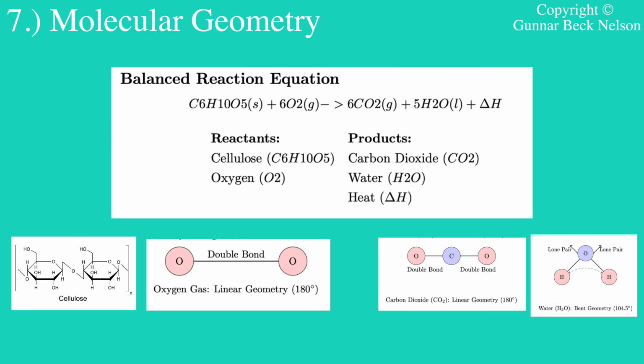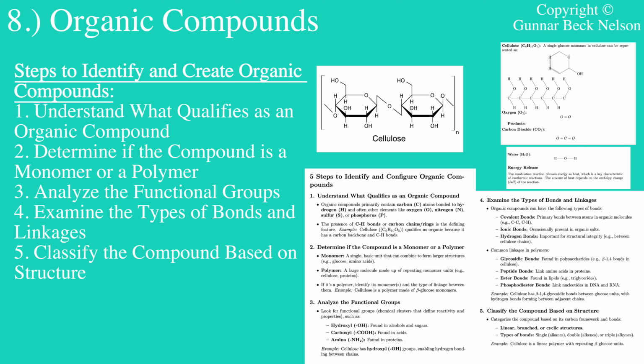Now, notice that in particular inside of our equation, we are dealing with cellulose and oxygen, and our products are going to be carbon dioxide, water, and heat as a combustion reaction. Since we are dealing with organic molecules and that we have cellulose reacting with oxygen, there's a good high probable chance that we will get carbon dioxide and water as our products.